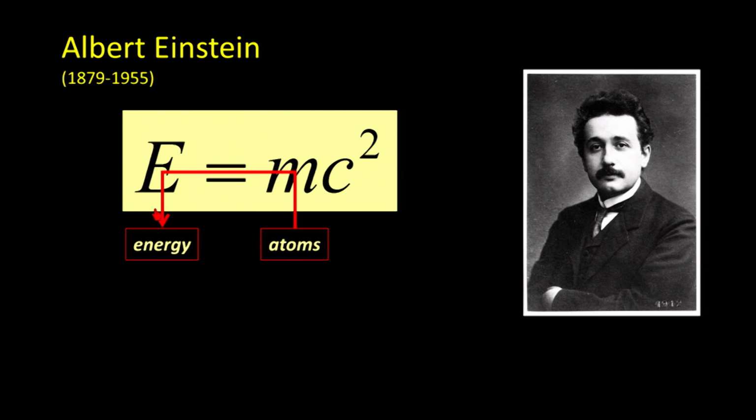Now the question is, how much energy comes from atoms? And that's where the c squared comes in. The value of the speed of light is a very big number. If we square a big number, it's an even bigger number. So when you put all of this together, what you get is atoms can be turned into a lot of energy. So atoms have stored within them a tremendous amount of energy.